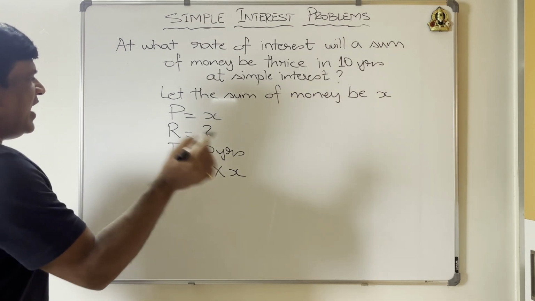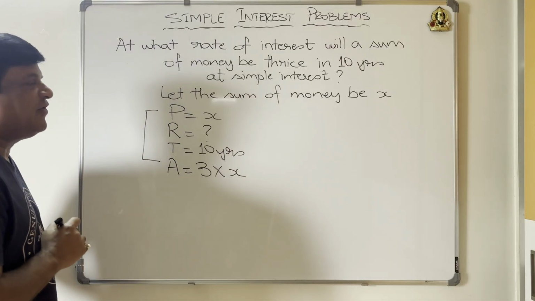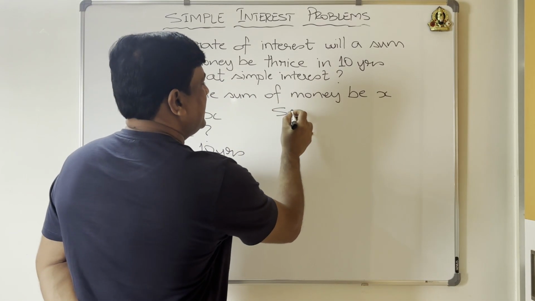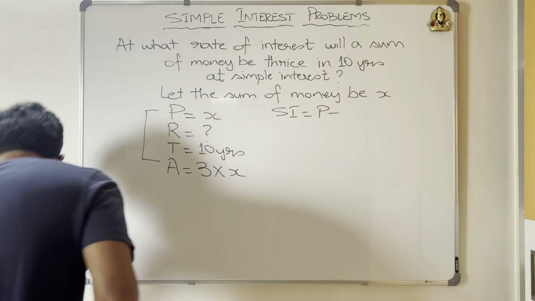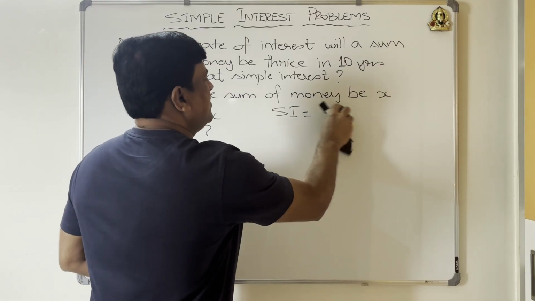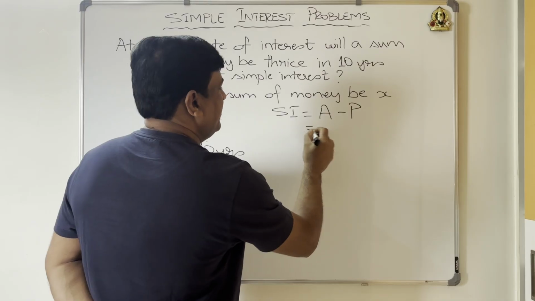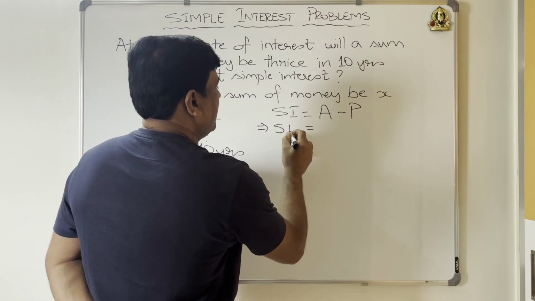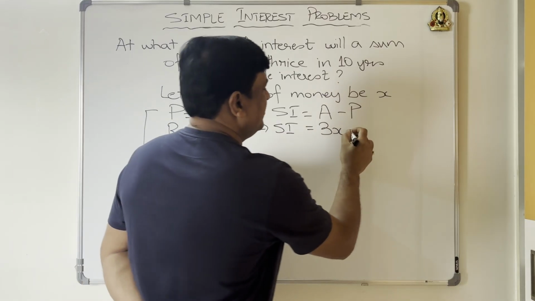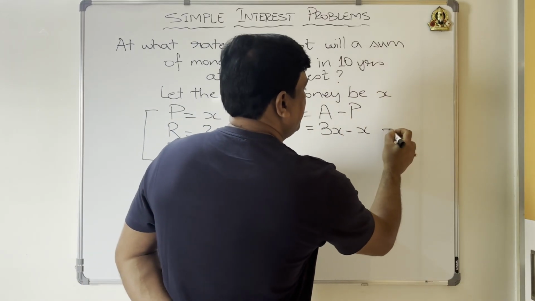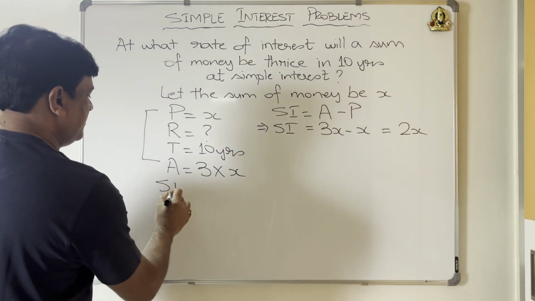So now, as we did it in our earlier problems, when you have these two values, what can you find out? You know that SI is equal to, sorry, it's A minus P, not P minus A. It is A minus P. Can you calculate the simple interest? In terms of x, your amount is 3x and your principal is x. So you get your simple interest as 2x. So can we make a note of that over here?